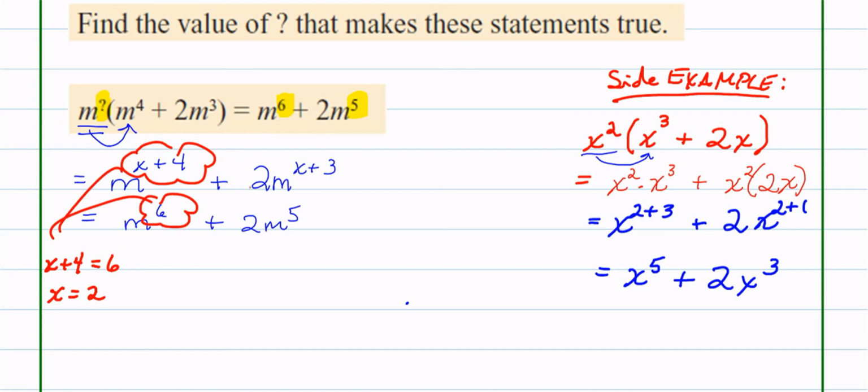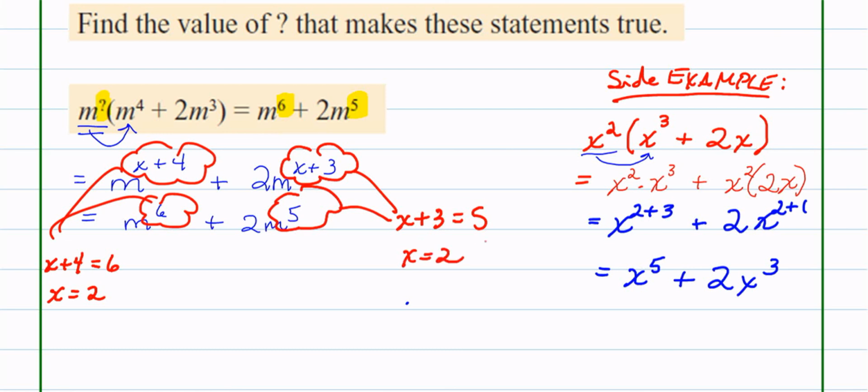Let's verify that with the second one. We want this exponent and this exponent to end up being the same thing, right? We want x plus 3 to add up to 5. That's our wish list. So we're going to have x plus 3 is equal to 5. Subtract 3 from both sides, and x is equal to 2. Voila, they agree. So instead of the question mark, we want to have a 2. C'est fini. Bon jeu.